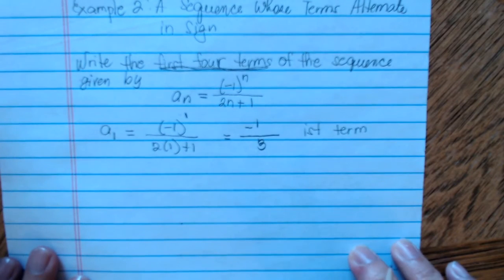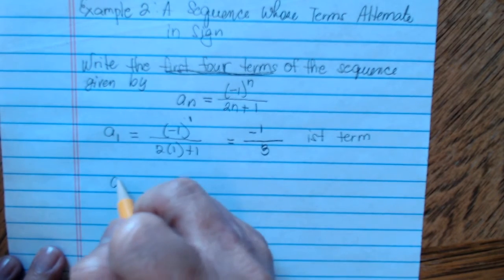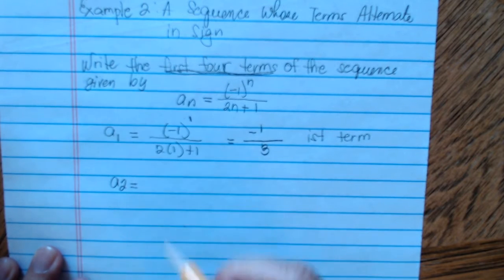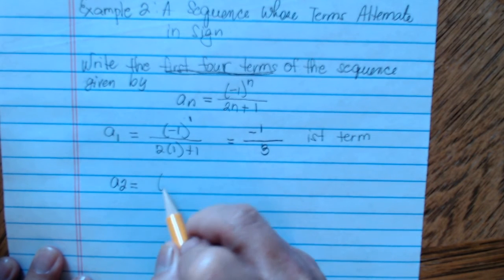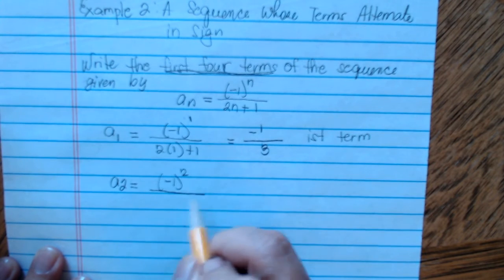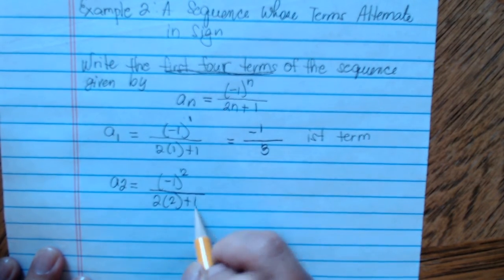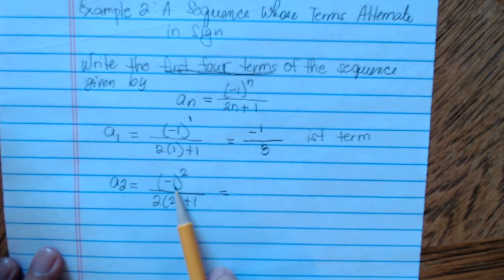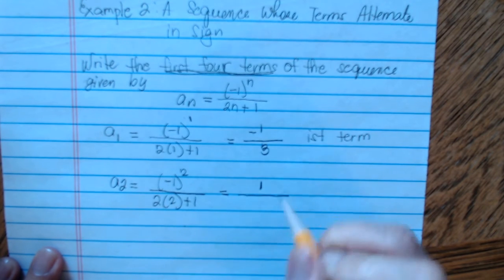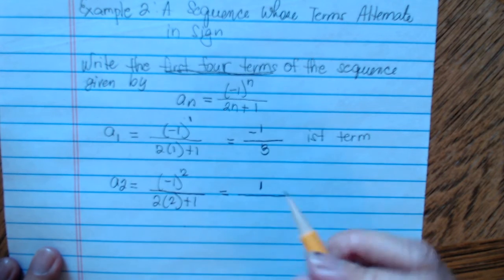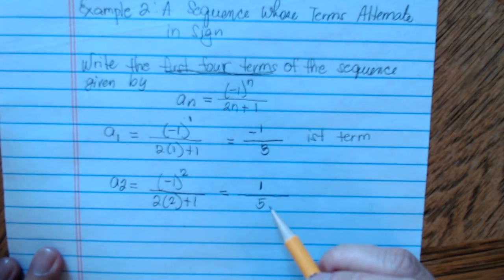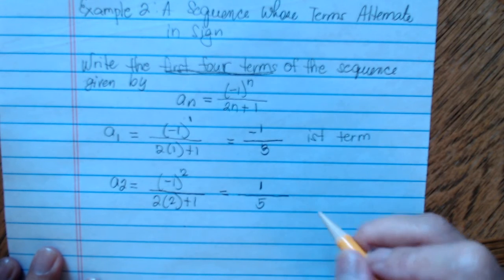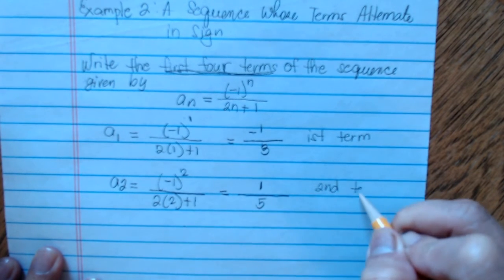Okay, next, the second term would be a sub 2, so our n is 2. Plug in negative 1 raised to 2 over 2 times 2 plus 1. For every n, you plug in 2 because our n is 2 this time. So the numerator, negative 1 raised to 2: 2 is even, so we will get a positive 1. 2 times 2 is 4, plus 1 is 5, so we will have a positive 1 over 5 as our second term.